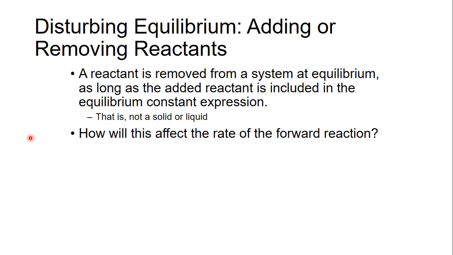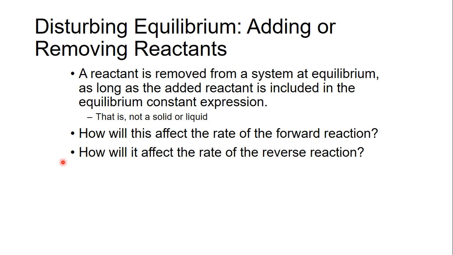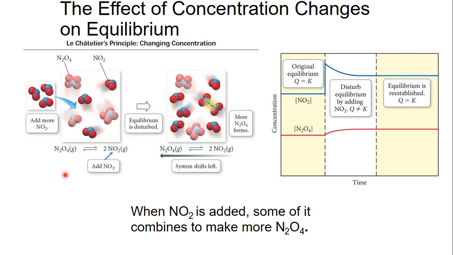Okay, how about this time we remove a reactant? How will the rate of the forward reaction change? The forward reaction will now slow down. If we remove reactant, we have to convert some of our product back to reactant. We don't want to lose more reactant, so the forward reaction will slow down. The reverse reaction to make reactants will speed up. And again, K does not change unless the temperature changes, so K will be unaffected.